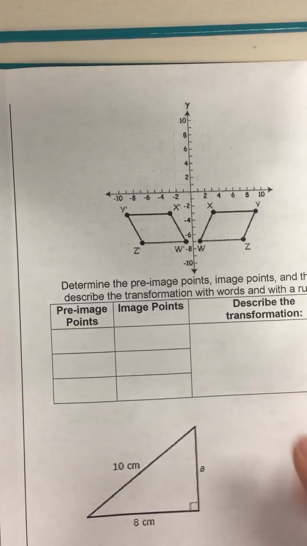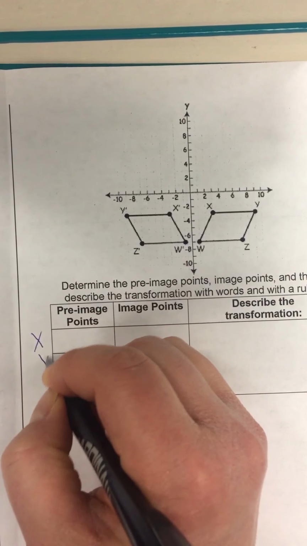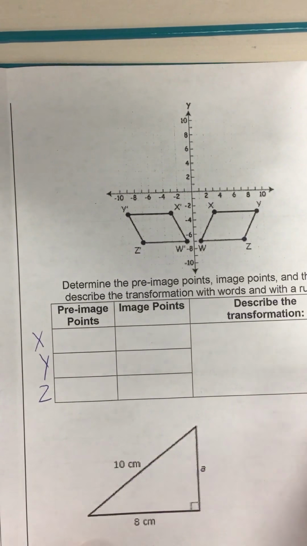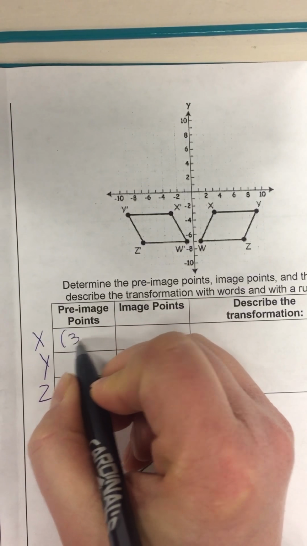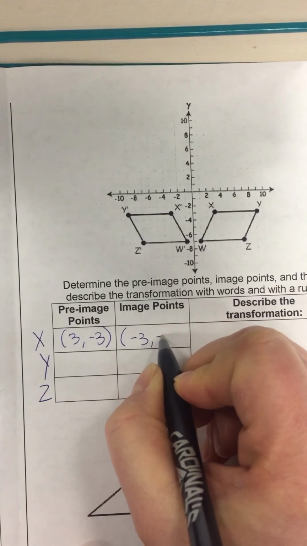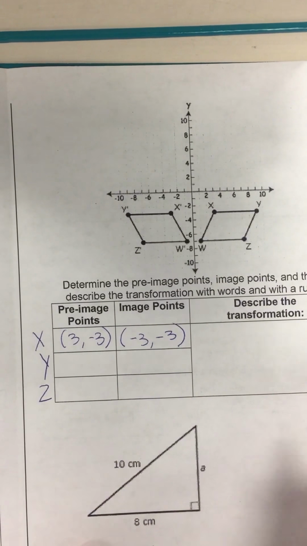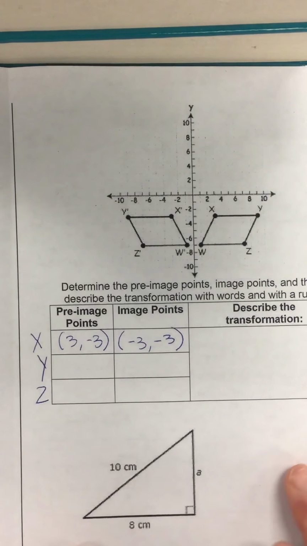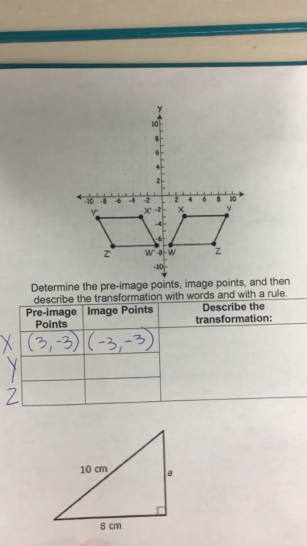On the next one, we've got X, Y, and Z. I'll do X, you do Y and Z. So X started at (3, -3) and ended at (-3, -3). So pause the video, do points Y and Z, and then come on back.